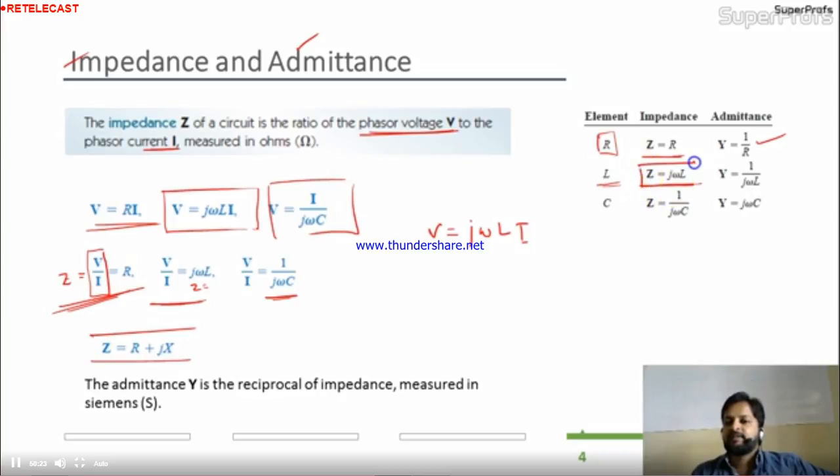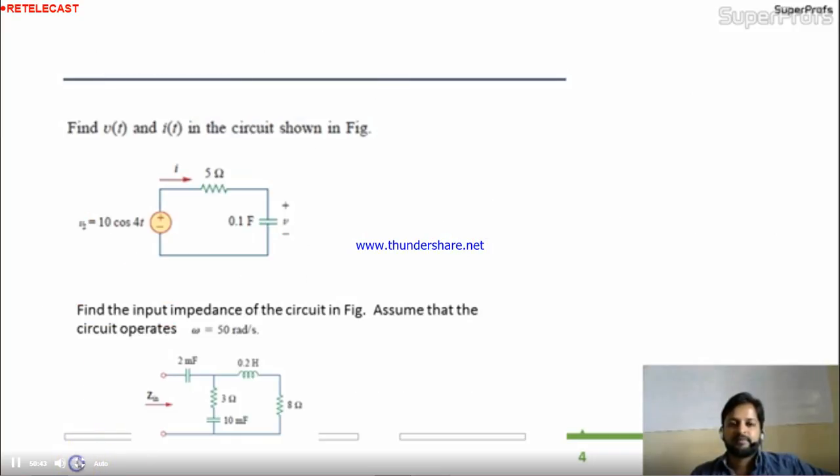This Z I can also call the inductive reactance. The admittance is 1 by j omega L. What about C? Z equals 1 by j omega C and Y equals j omega C. The admittance is represented by Y and impedance is represented by Z. Is it clear to you?